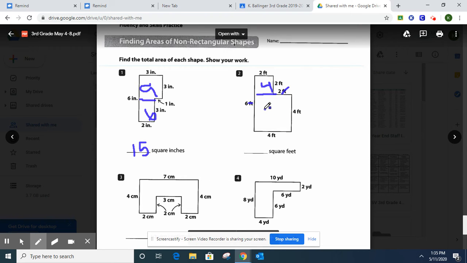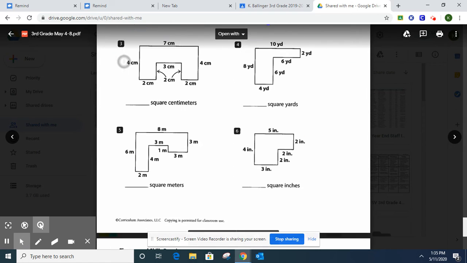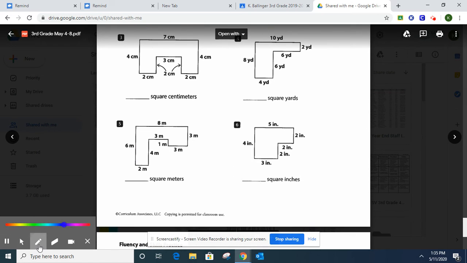4 times 4 is 16. 16 plus 4 is 20. Make that a 2 so it doesn't look like 70. 20 square feet. Okay. Next ones. Okay, let me see.